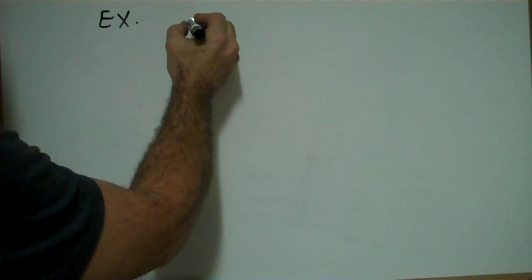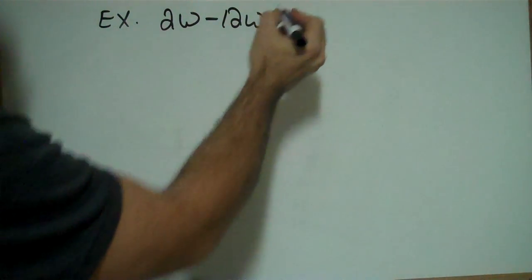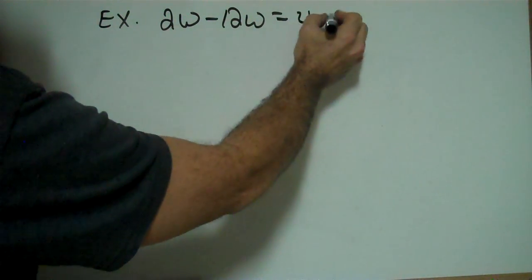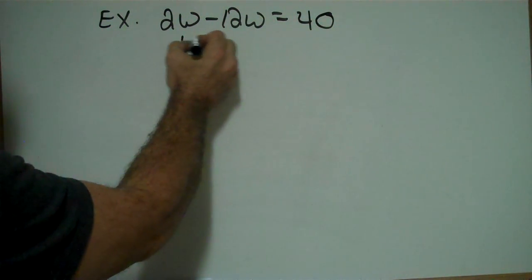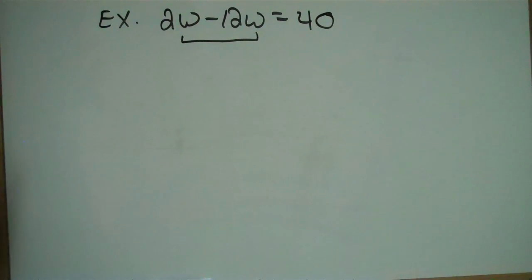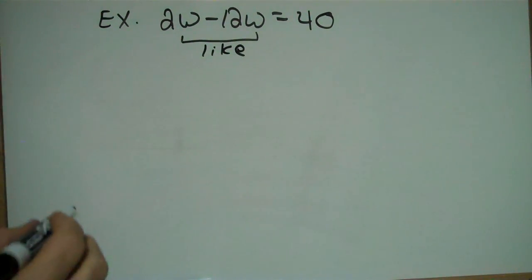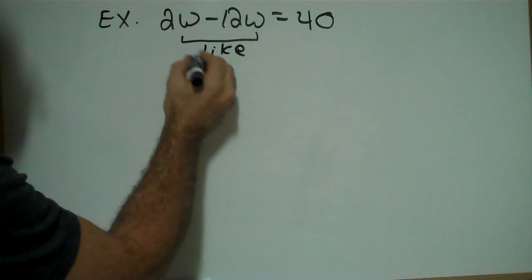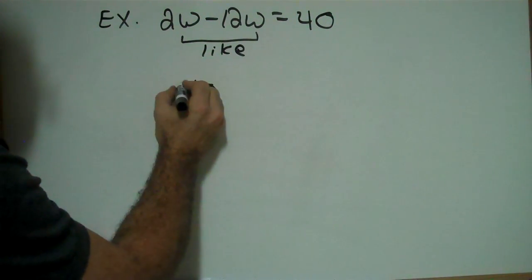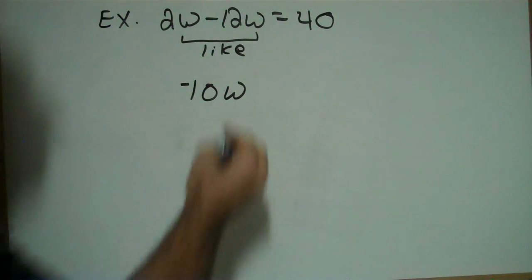Oh, look at this. I'm going to do 2w minus 12w equals 40. Alright, so I'm looking again. Oh, look over here. I got w's. They're like terms, and they're on the same side of the equal sign, so I can combine them as like terms. So I got a positive 2, a -12. Unlike signs, 12 minus 2 is 10. Larger number is negative. So that gives me a -10w.